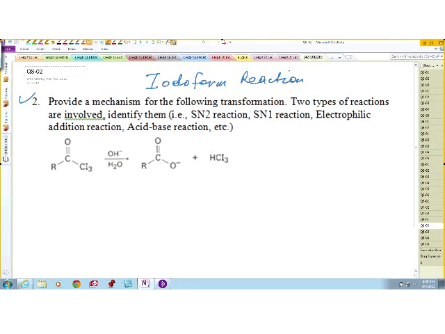Okay, so what are we saying here? We want you to provide the mechanism for this transformation. Okay, you'll be surprised that it is similar to all of the things that we've been doing. So what would be the mechanism? You have hydroxide. You have carbonyl. So it's really becoming very boring, right? Once you know it, you know it. It's not really that much.